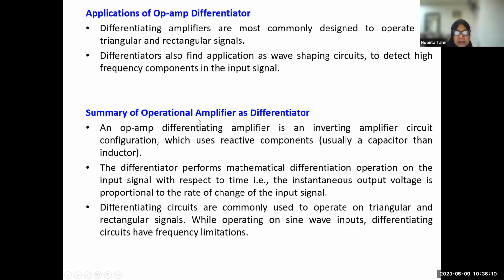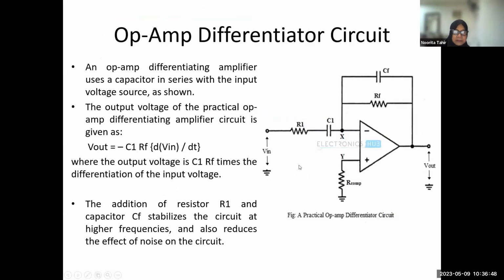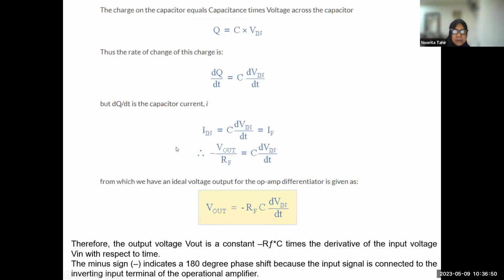As a summary, the op-amp as differentiator is an inverting amplifier circuit configuration with reactive components, which is a capacitor. The differentiator will perform the mathematical differential operation with respect to time, meaning the output voltage will be the rate of change of the input signal, here dVin over dt. R and F are constant.